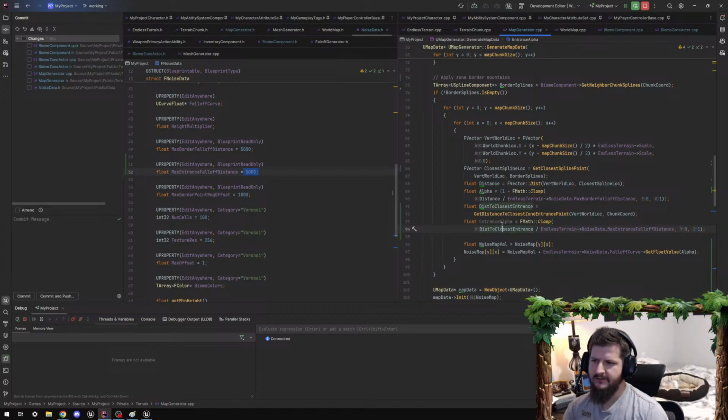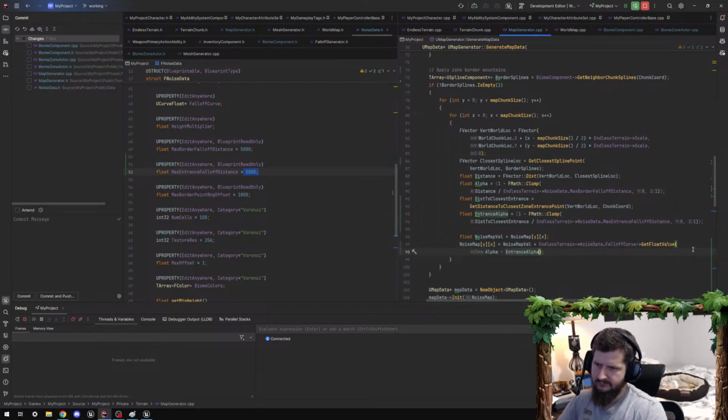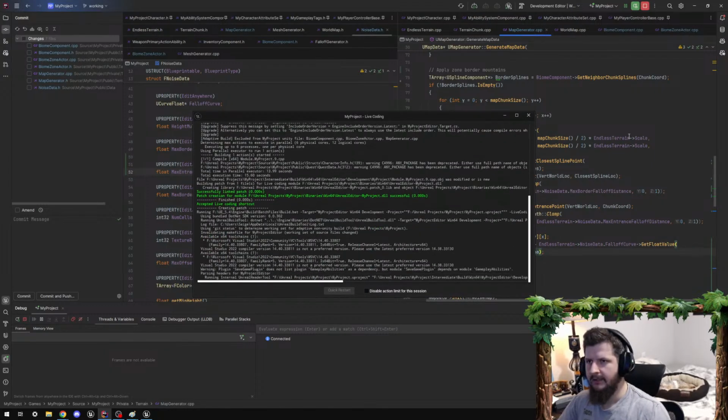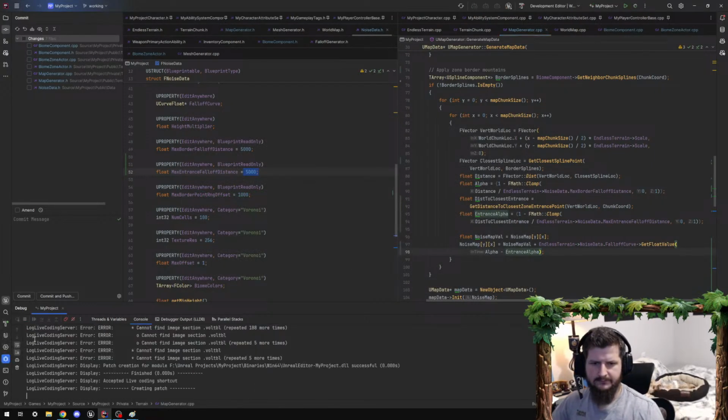Because I want this entrance alpha to be something that I subtract from alpha. Do I need to do it? I think I may still need a 1 minus here. And so what would that be? If I'm 5,000 away from the entrance, that would be 1, which would be that. Okay, I actually think I just take this and subtract it from alpha. Hell, I'll need to rebuild, but let's see what that looks like.